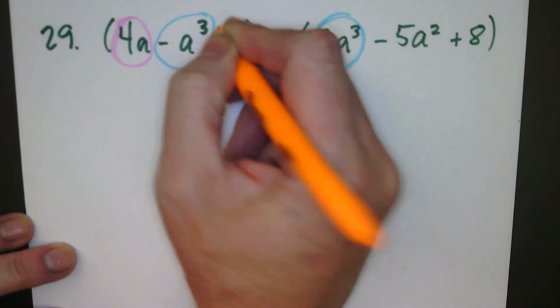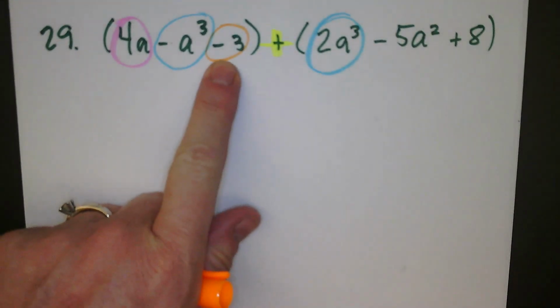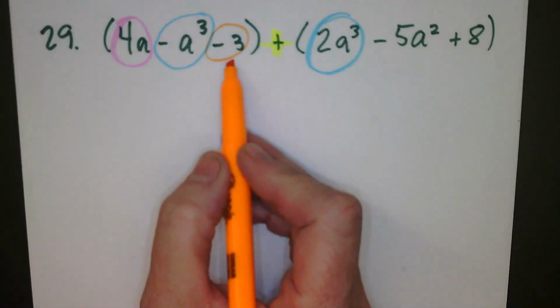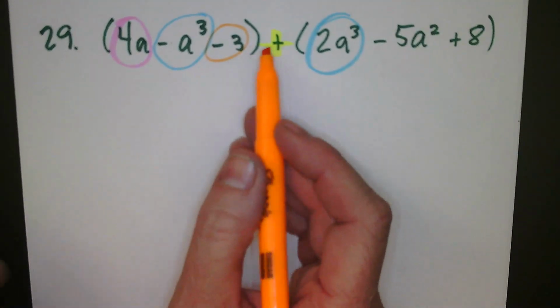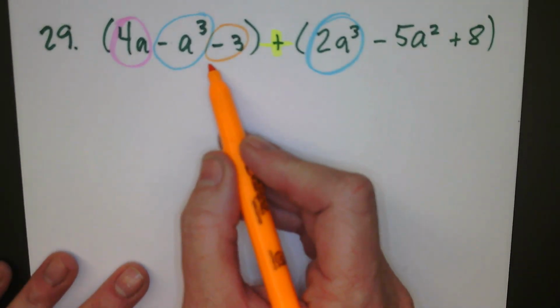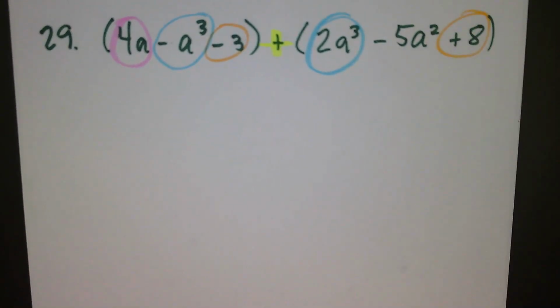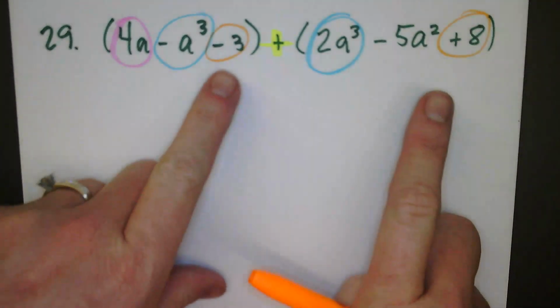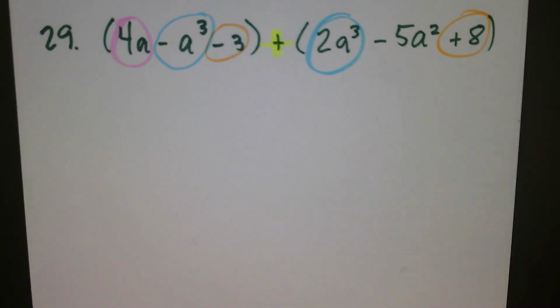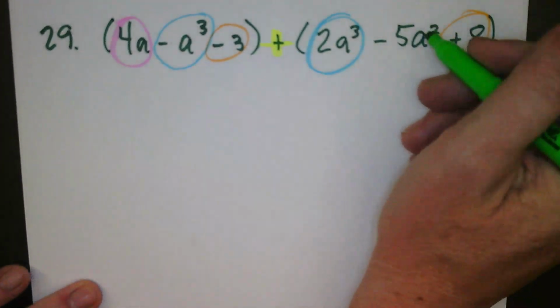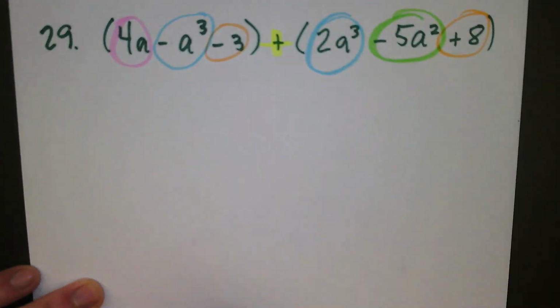Let's see, what else do I have? I have a -3. That is what we call a constant, or just a number. It doesn't have a variable, so it won't vary, it won't change. It's constant. And it looks like I do have another constant over here, just a number. So the -3 and the 8 will get combined. And then the last thing I have, kind of all on its own as well, is this -5a squared. There's no other piece that has an a raised to the second power.